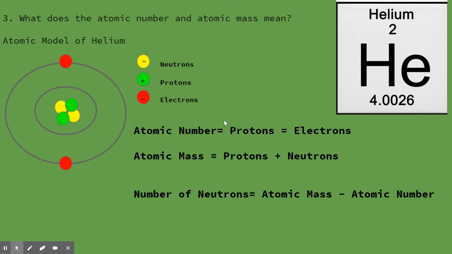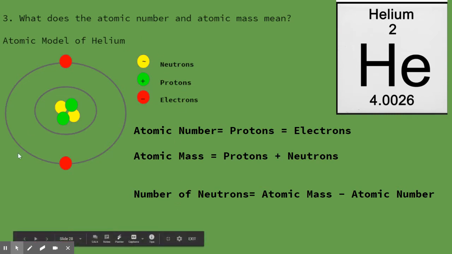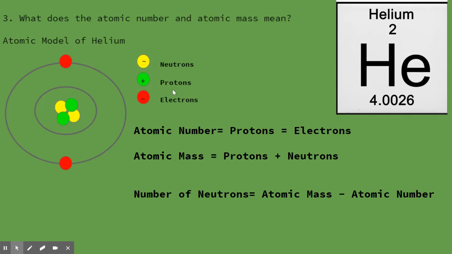So the way we use the atomic number and the atomic mass is to calculate the number of protons, neutrons, and electrons. So that's going to be really important. So the atomic number, in this case, is 2. The atomic number tells us the number of protons, and the number of protons is equal to the number of electrons. So if I have 2 protons, I have to have 2 electrons. If I have 19 protons, I have to have 19 electrons. Those numbers are going to be equal.